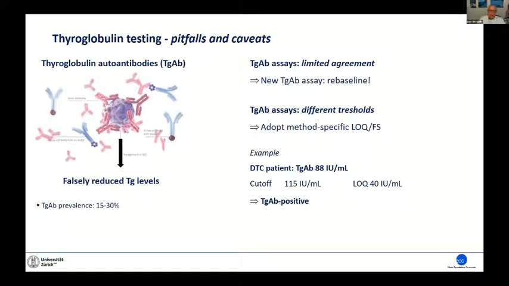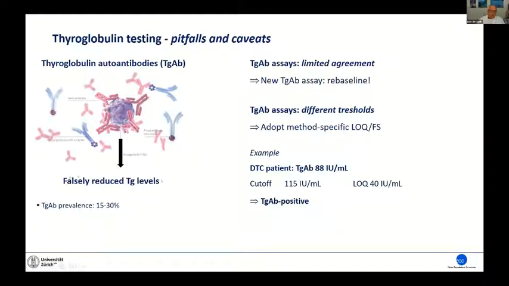Thyroglobulin antibodies are detected in up to 25–30% of patients with DTC, with a prevalence that differs in different regions. For example, it is lower in Germany and in other European countries, probably related to different iodine intake. But all in all, when present, thyroglobulin antibodies may block epitopes that are normally recognized by capture or tracer antibodies of our assay, resulting in falsely reduced thyroglobulin levels.